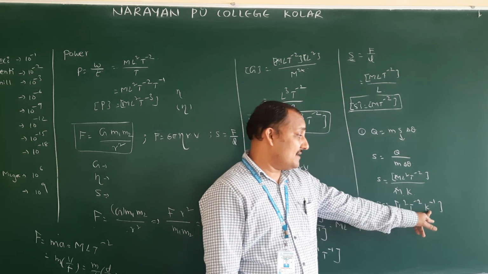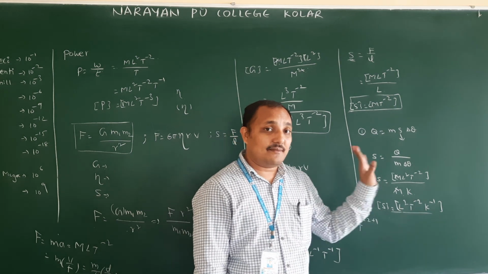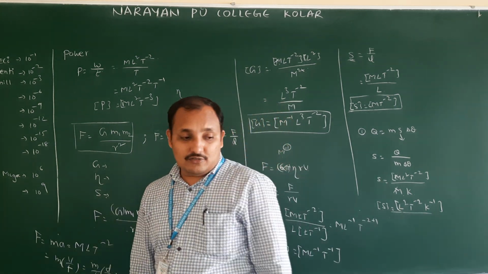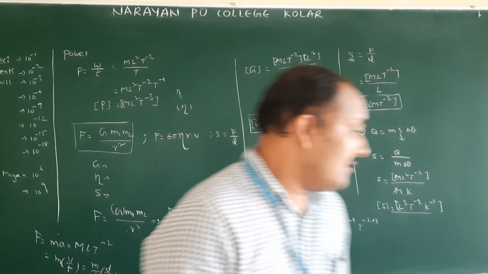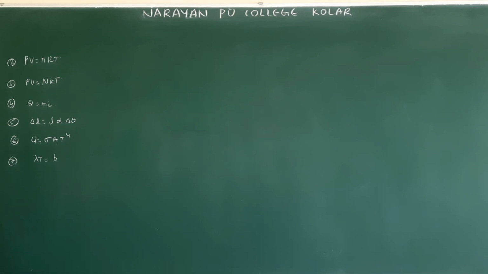Whenever K came in dimension formula, it is temperature; T came, it is time; L means length; M means mass. Okay, so that one we got, first equation Q is equal to m s delta theta. Next we will write the next equation. First we discussed specific heat. Now next they gave gas constant, capital R. Here capital R is gas constant.